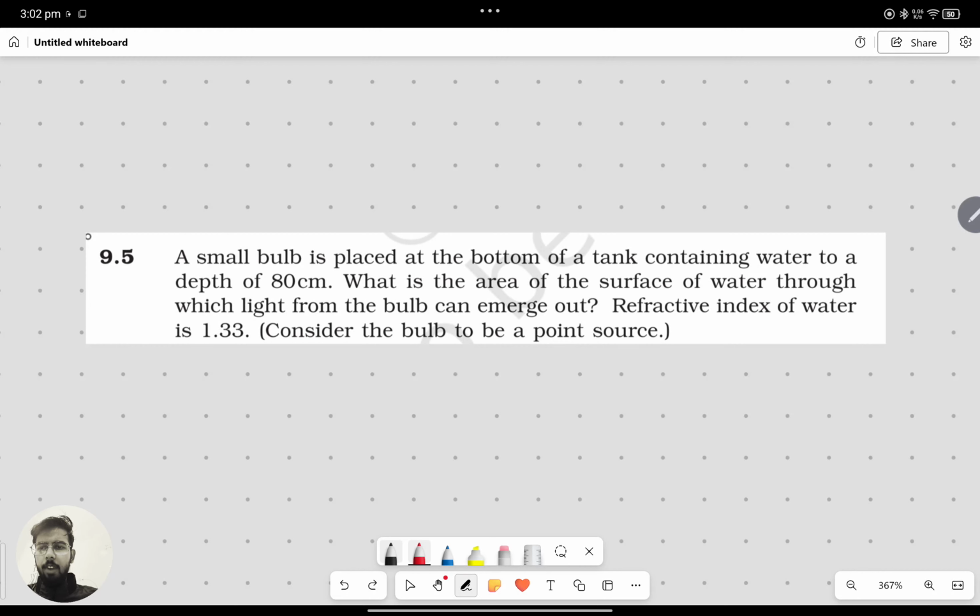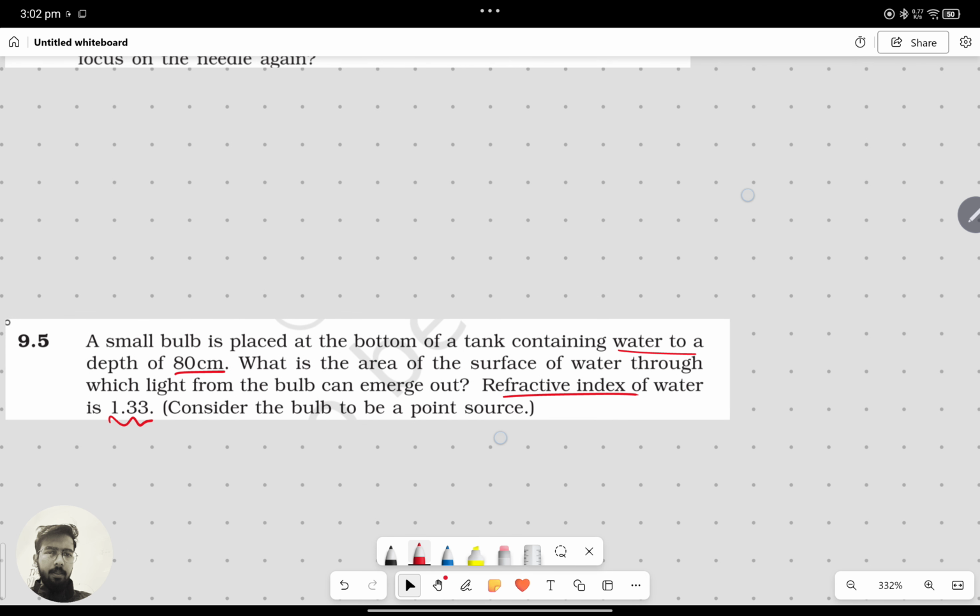So this is question number 9.5 of ray optics. The question says a small bulb is placed at the bottom of a tank containing water to a depth of 80 centimeter. What is the area of the surface of water through which the light of the bulb is emerging out? The refractive index of the water that is given is 1.33. Consider the bulb to be a point source.